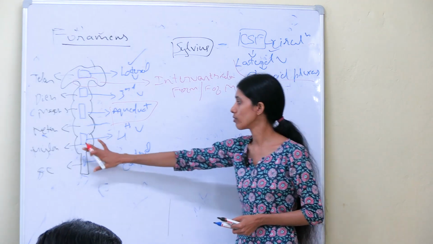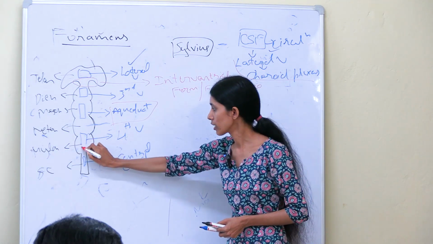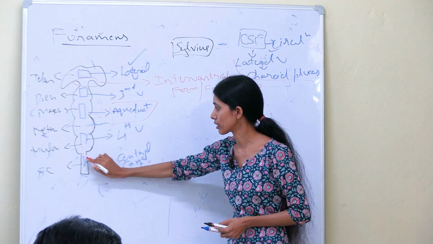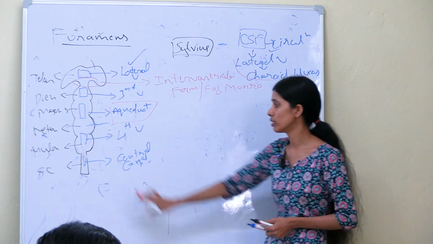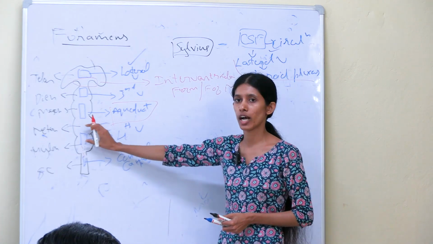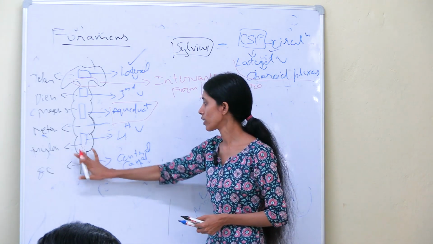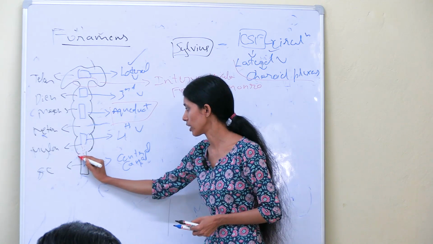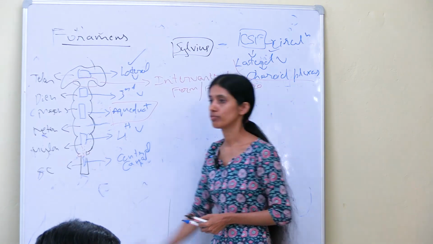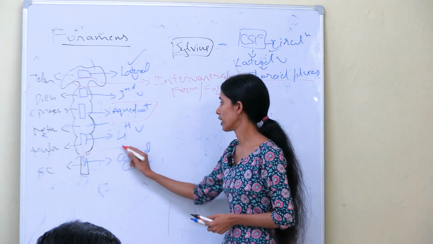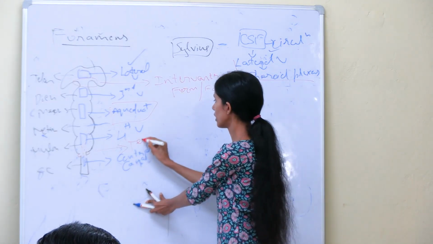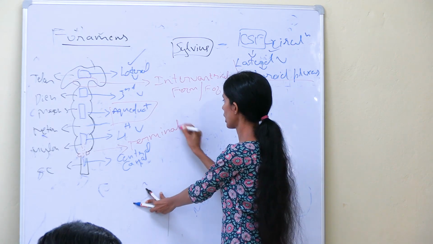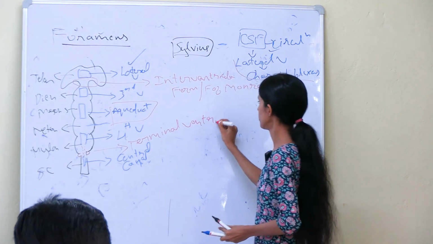Okay, the remaining is your fourth ventricle and central canal. Your fourth ventricle is basically continuous with your central canal. So there will be no foramen, but between the junction of your hindbrain and spinal cord, we can see a small dilation like this. This dilation is called the terminal ventricle.